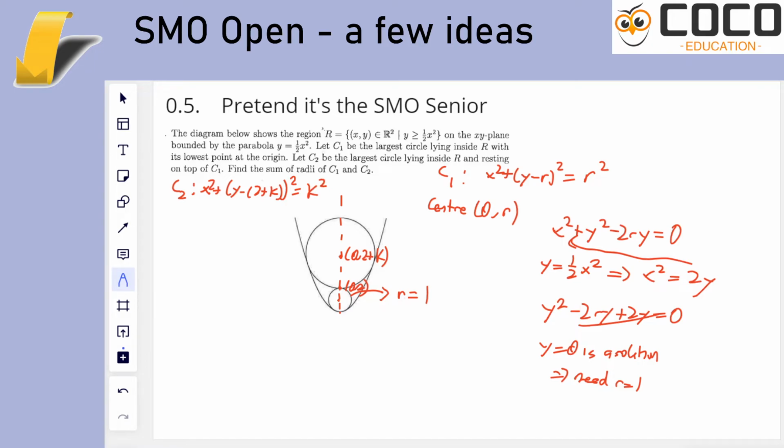You want to make sure, once again, that y equals 1/2 x squared is going to touch this and give you exactly one solution for y. That would give you two values of x, but one solution for y. So likewise, you can substitute in x squared equals 2y.